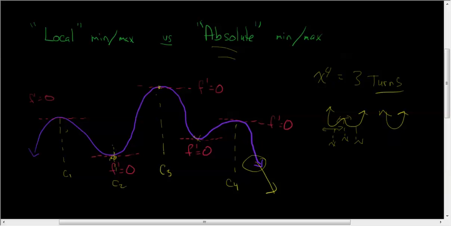Alright, let's do some problems. This is actually easier than it sounds. Let's do problem 36-1. Alright, so the function is x cubed plus 9/2 x squared plus 6x plus 5. Okay, x cubed has at most two turning points.